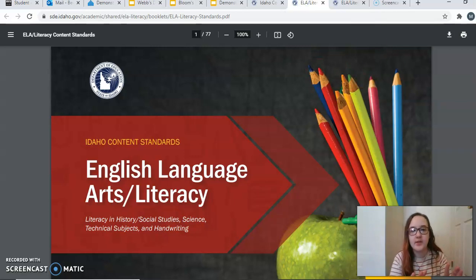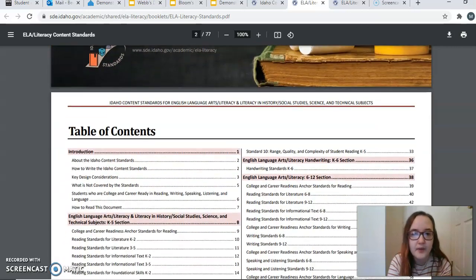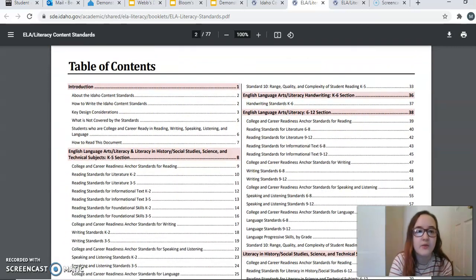So here we have the general introduction of English Language Arts literacy. Then we have a general table of contents where it's the introduction, and it breaks it down into different sections. So here's kindergarten through 6th grade. Here's kindergarten through 5th grade standards.